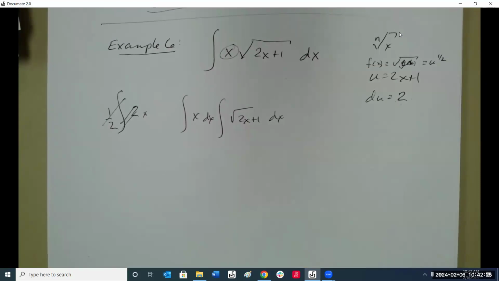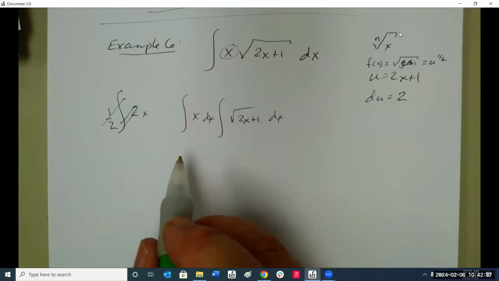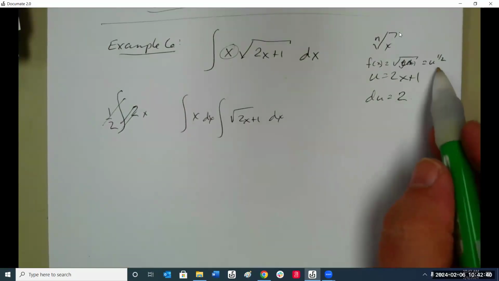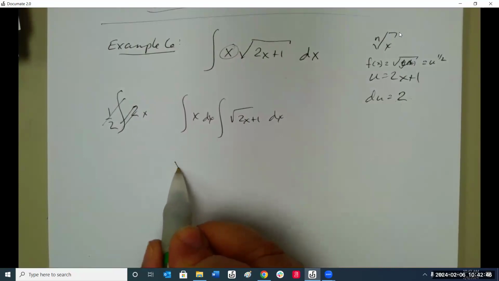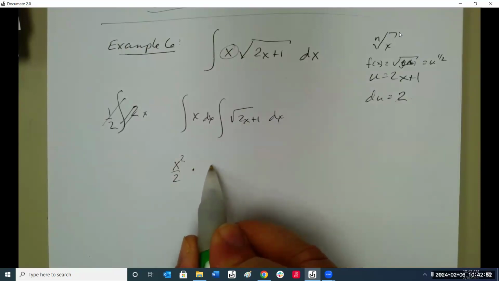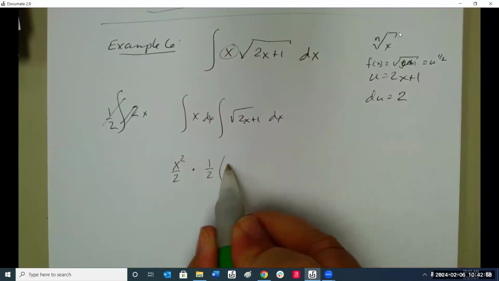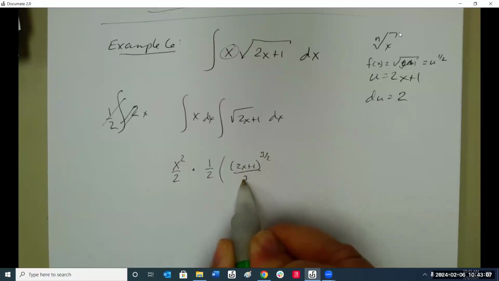Let's see if we can do that. So this one's going to be x squared over 2 times 1/2, 2x plus 1 to the 3/2 over 3/2.